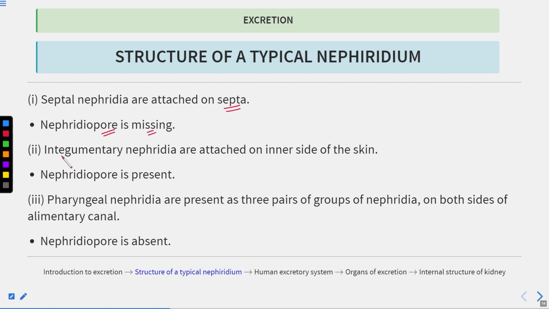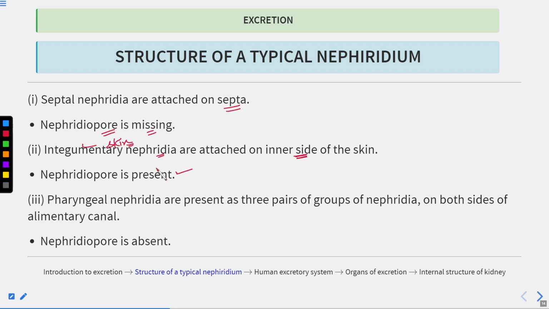The other one is the integumentary nephridia. These nephridia are attached on the inner side of the skin. The word integument is related to the skin. So integumentary nephridia are attached on the inner side of the skin. And what is the feature of the integumentary nephridia? Here the nephridiopores are present.